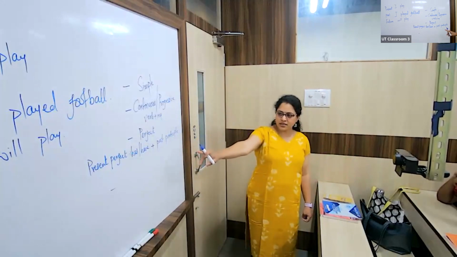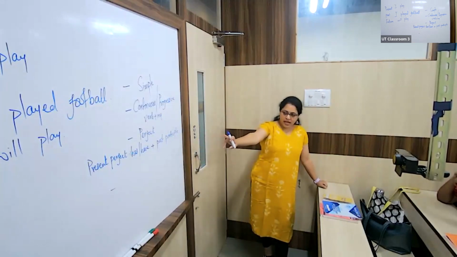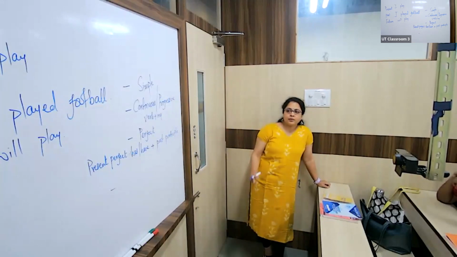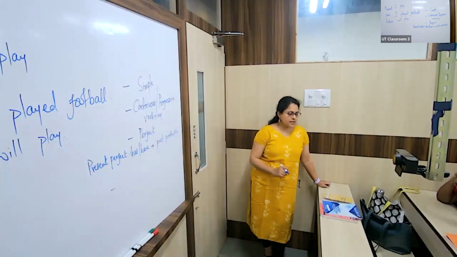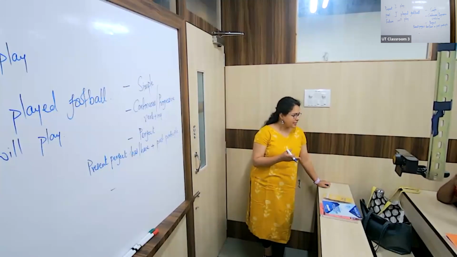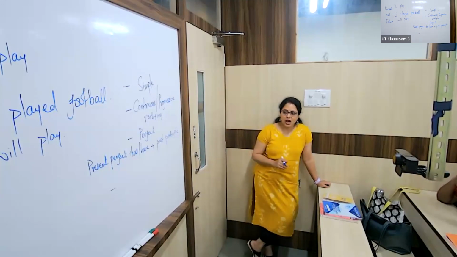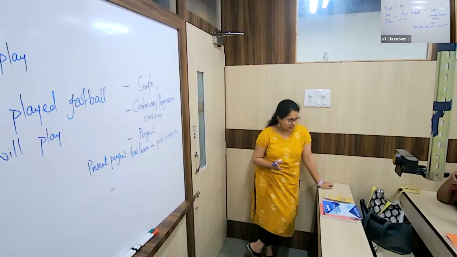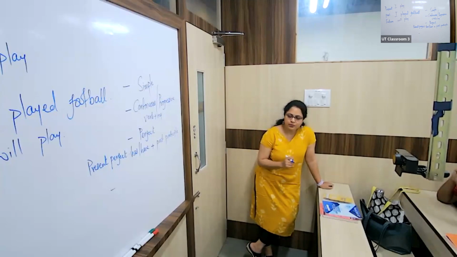So what we do is has, have. Has for singular, have for plural, plus past participle. So how will you change this to present perfect tense? I have. Since it is I, it becomes have. Had it been he, then he has. So I have played. I have played football.